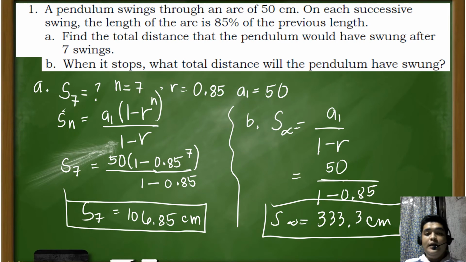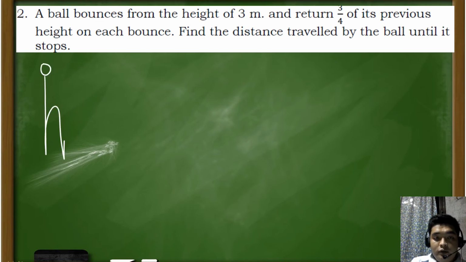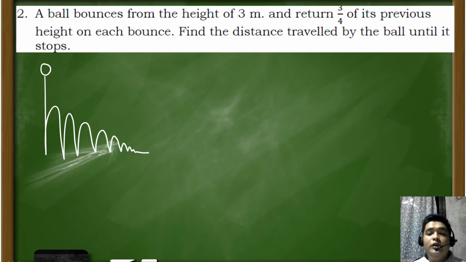Okay, next. A ball bounces from a height of 3 meters and returns 3/4 of its previous height on each bounce. Find the distance traveled by the ball until it stops. If the ball is dropped, it bounces until it stops. How much distance does it travel in total? It starts at 3 meters, then 3/4 of its previous height, so 3/4 of 3, until it stops bouncing.